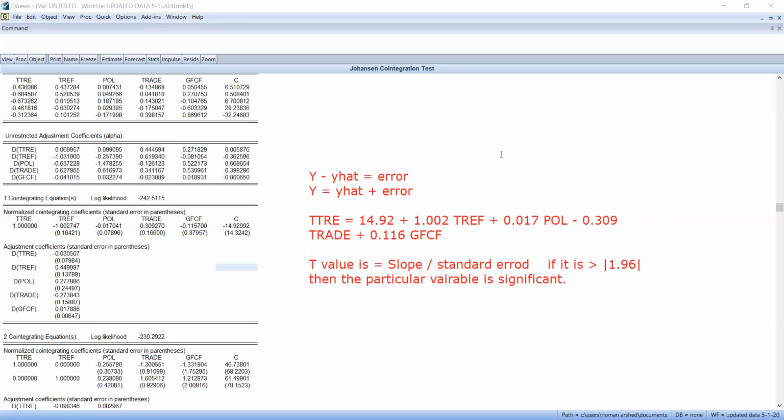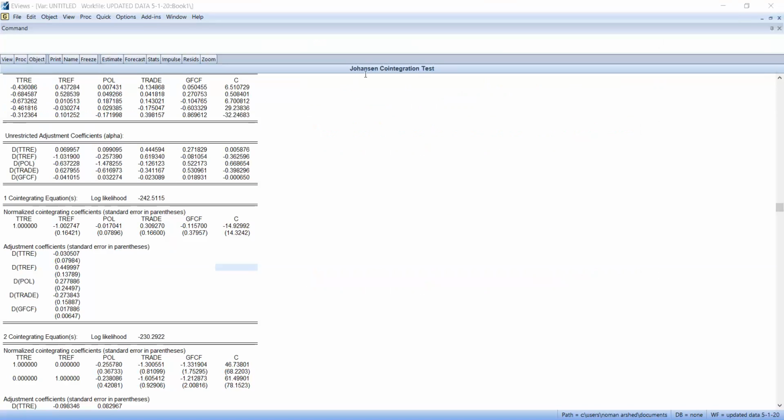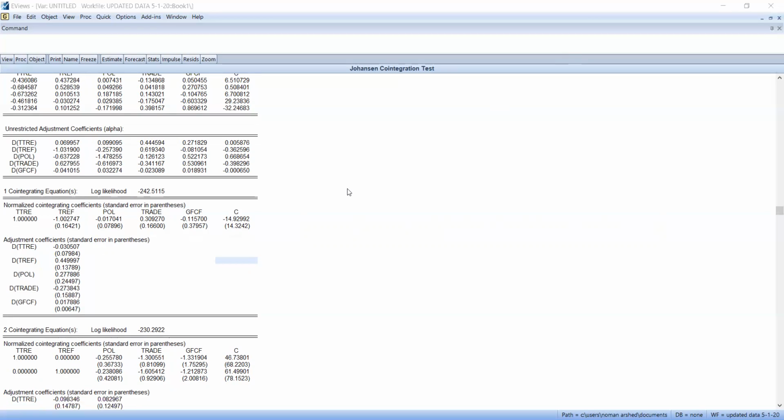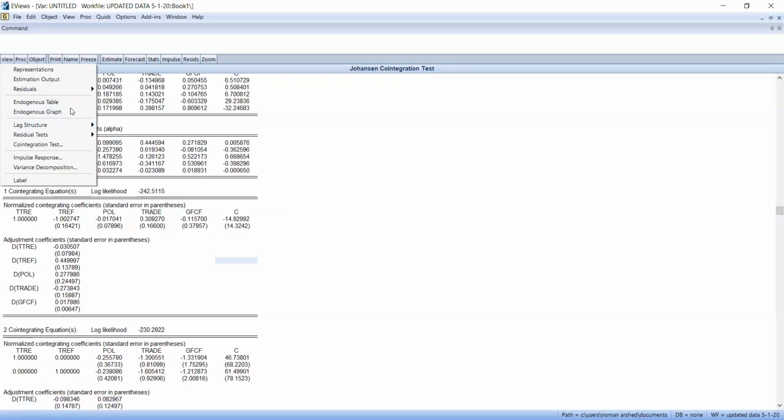So this is our long run relation. Normalized means it has been calculated and adjusted for the short run and long run effects. But there is no short run effect shown here. So what we'll do is go towards the short run estimate. We'll close this up.